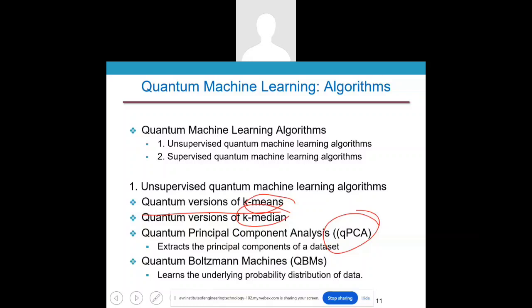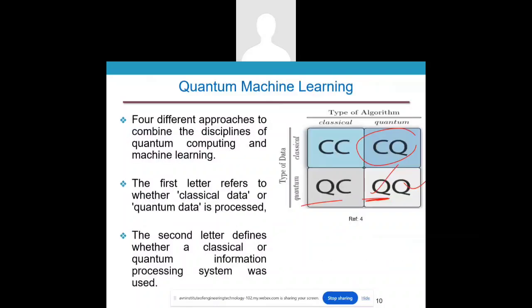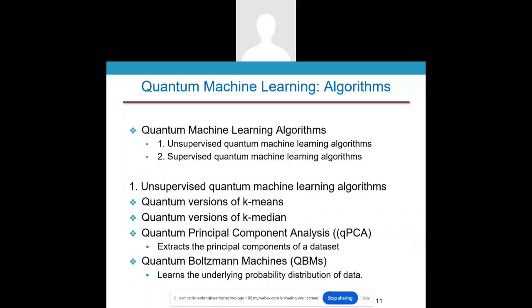the quantum version of k-means, that is q-k-means. Another one is the quantum version of k-median. Then the quantum version of principal component analysis, the QPCA. What it does is extract the principal components from the given data. Then QBM, the quantum Boltzmann machines. It learns the underlying probability distribution of the data, and based on that it works.